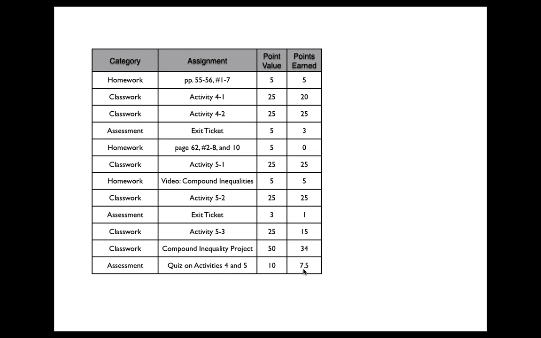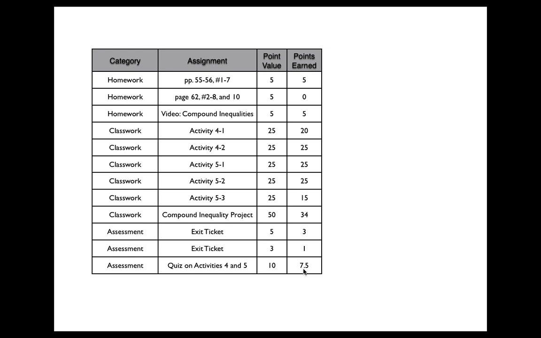Okay, now let's see how we're going to go about calculating what this student actually got. So the first thing I'm going to do is rearrange my data so it's easier to analyze. I'm going to put all the homework assignments together, all the classwork assignments together, and all the assessments together. And then for your convenience, I'm going to color code them. So here's your homeworks, there's the classworks, there's the assessments.